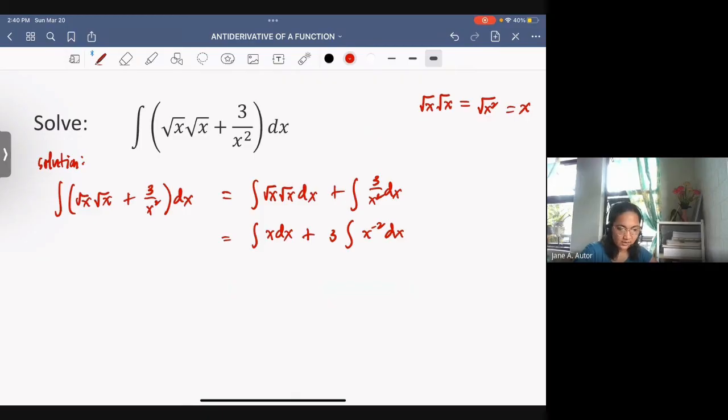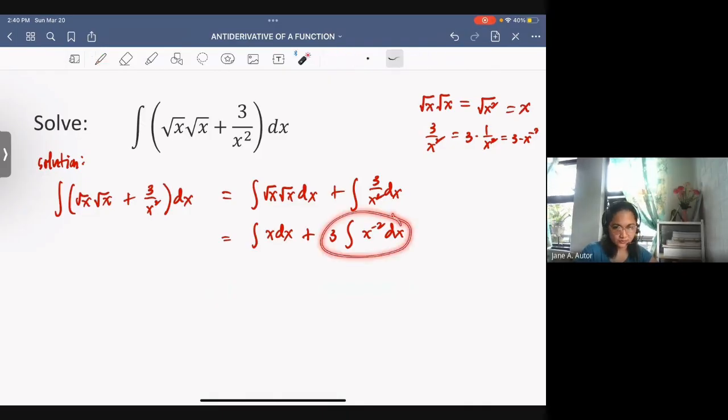Alright? So again, for our 3 over x squared, we just have to factor out 3 in the numerator. We'll have 3 times 1 over x squared. And for 1 over x squared, just have to transform this into a negative exponent. So we'll have 3 times x raised to negative 2. That's why we have this expression.